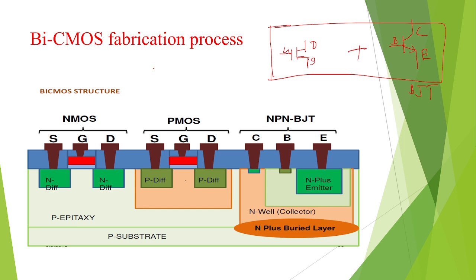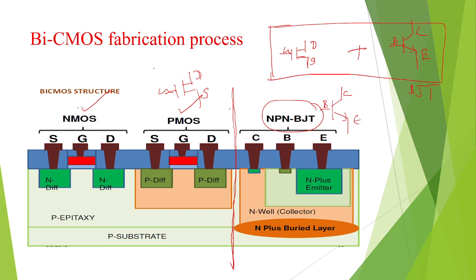I'll tell you about the fabrication process. We can see how it is fabricated. On the left side you can see the area where they designed source, gate, drain: the NMOS transistor and PMOS transistor. On the right side they designed the BJT, bipolar transistor. This is the symbol for BJT: emitter, base, collector. This is the PMOS transistor: source, gate, drain. They have designed all this using a single substrate. How we are designing it, I will explain.